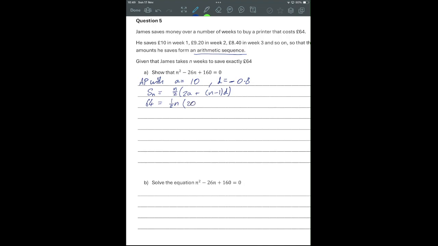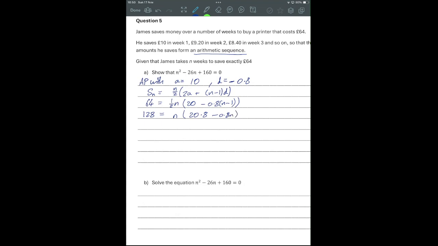I know a, and I know d. Notice I put the d in front of the bracket this time. That's just our normal way of writing our algebra. Now we need to simplify. I don't like having a half, so I'm going to double everything. And then I'm going to start simplifying inside the bracket. I believe that's going to come out as 20.8. So I've got a 0.8 times the 1 minus 0.8n.